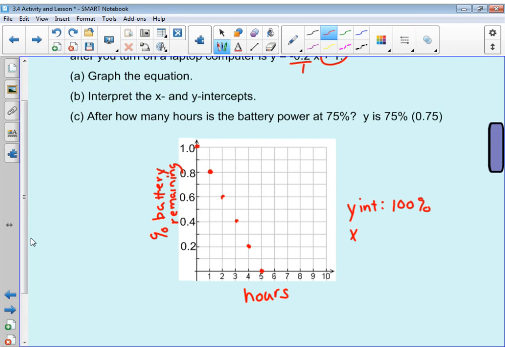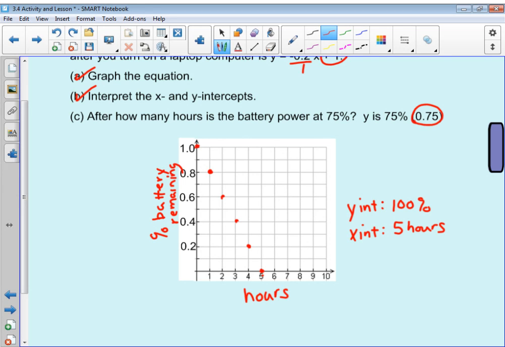And our X-intercept is 5 hours. Okay, and I'm just pulling that data off of where they are on the X and Y line. So it means that originally at hour 0, it had 100%, and within 5 hours, it'll be down to 0%. Okay, so that's graphing our equation. We've written out our X and Y intercepts. Now it says after how many hours is the battery power at 75%, which is the same as 0.75.